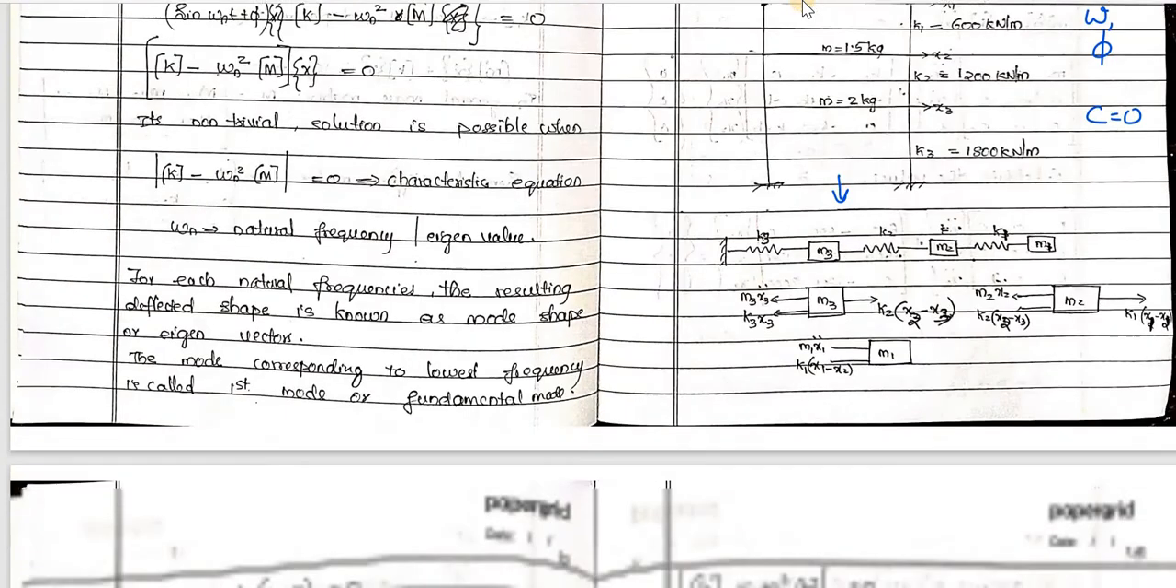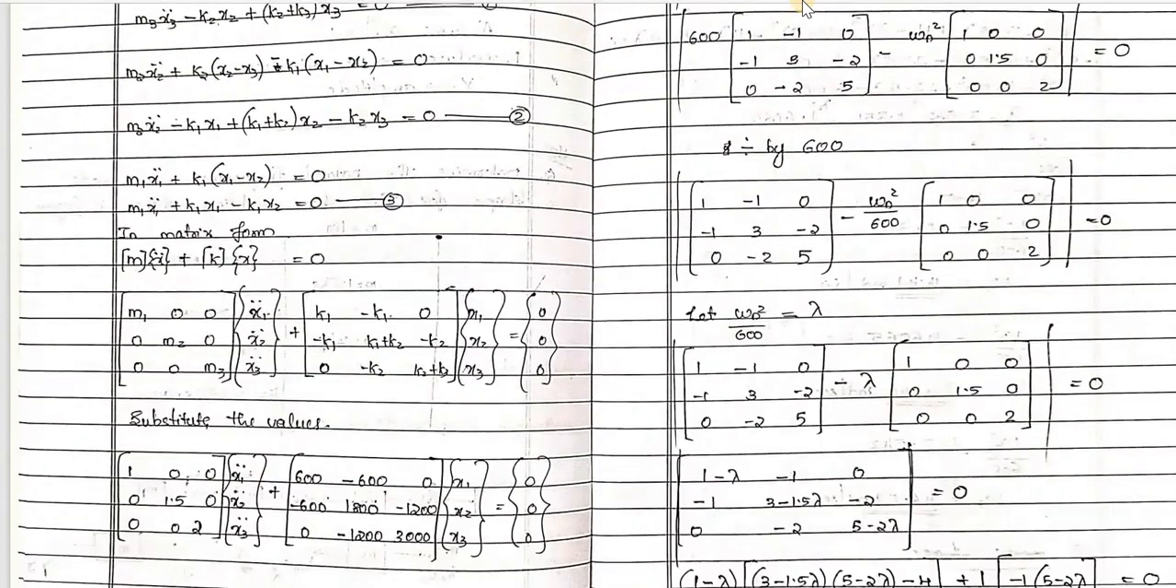How to generate the equation, we have discussed. Generally, you can directly write the equation: m x double dot plus k x is equal to 0. M will be m1 0 0, 0 m2 0, 0 0 m3, into x1 double dot and so on. Then the k matrix is formed as k1 plus k2 on the diagonal terms: k1, minus k1; minus k1, k1 plus k2, minus k2; minus k2, k2 plus k3, into x1 x2 x3, equal to 0.